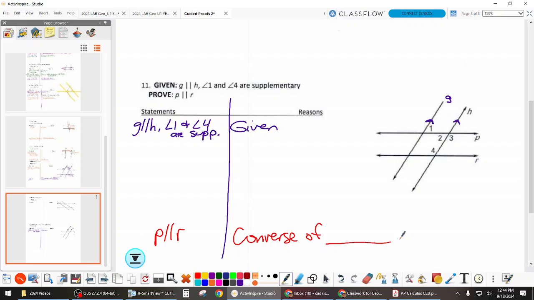Well, when I look at that, I only see the two we talked about. It's either alternate interior or same side interior. Do you see that too? It's either 2-4 or 3-4. So let's pick one of them and make it happen. You want to do 3-4? Okay. So if he wants to do 3-4, what is our last line going to be?